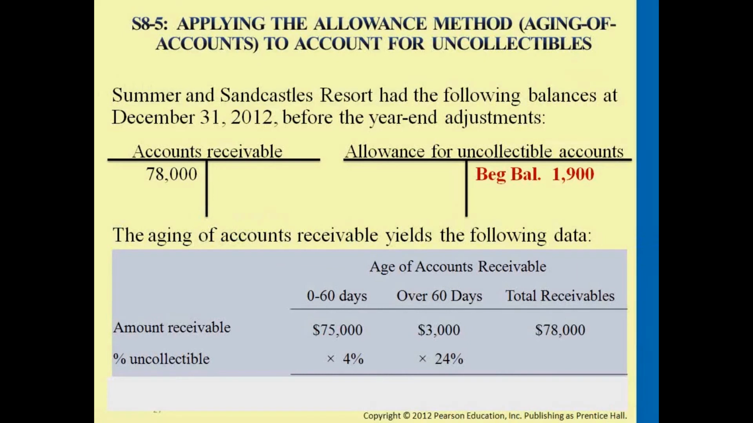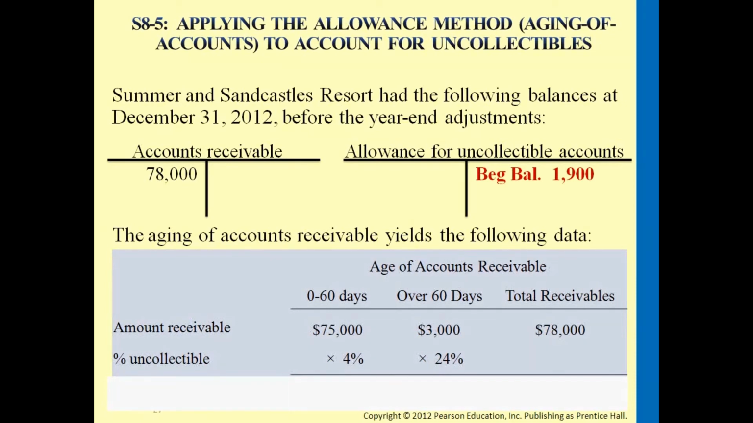Okay, let's apply this to another problem. So we have accounts receivables here, $78,000, the balance. And we have allowances, beginning balance, where you can say the balances we have within this period of time so far is $1,900. So at the end of the year, we look at all the accounts, and it tells us that we have a total of $75,000 of young accounts receivables. So we only assign 4% to this.